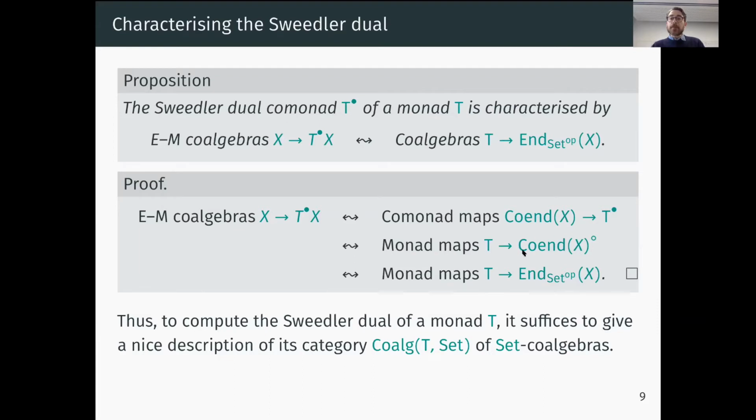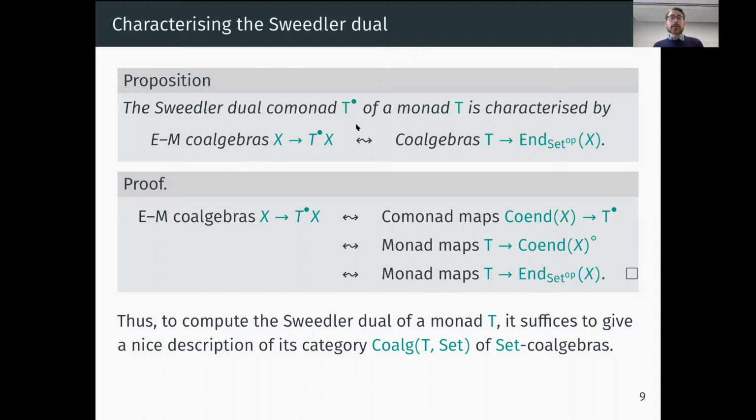Now, before I showed you how to compute the linear dual of a comonad, and I also gave you the formula for coend X. So you can go away and plug coend X into that formula and use the Yoneda lemma. And what you find is that you've produced this monad here, the endomorphism, or the coendomorphism monad of X. Okay, so the linear dual of the coendomorphism comonad of X is the coendomorphism monad of X.